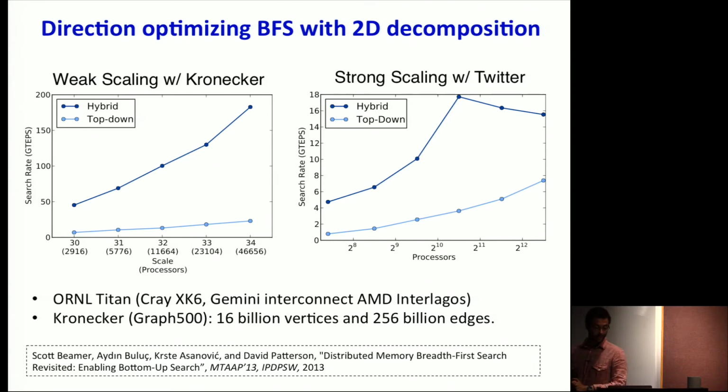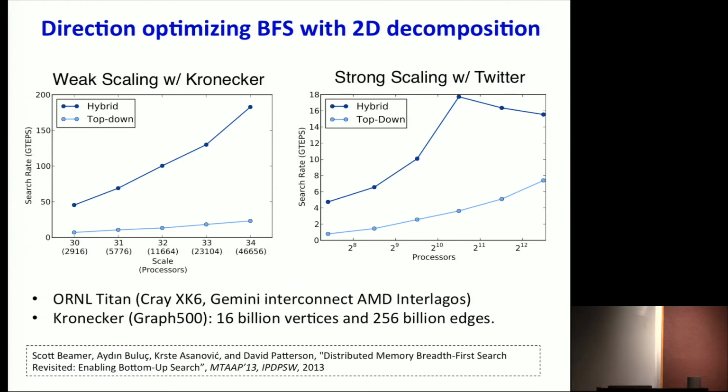So let me talk about the axes again. The y-axis, in both plots, is the search rate. Again, traversed edges per second, billions of traversed edges per second. And the top-down means the previous two-dimensional algorithm that I described. The hybrid one is when we combine that two-dimensional top-down algorithm with the direction-optimizing algorithm that I described a couple slides ago, where you switch back to bottom-up search from top-down. And the differences are drastic.